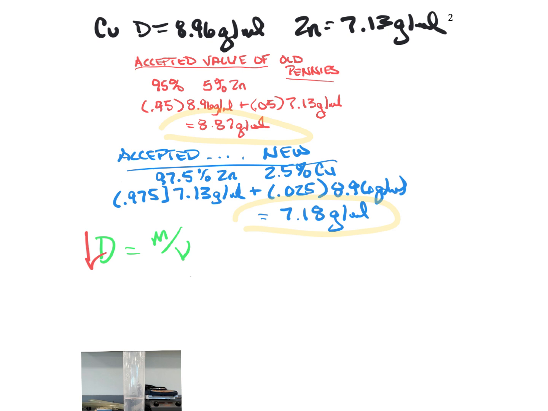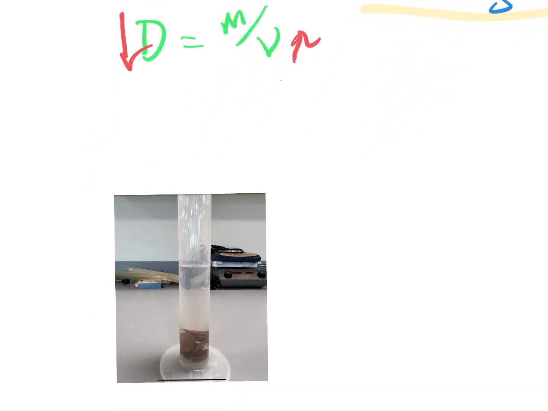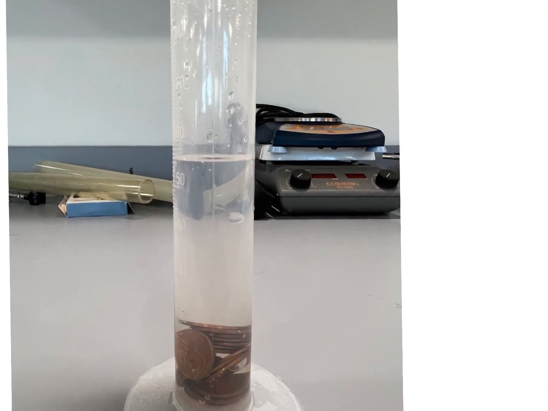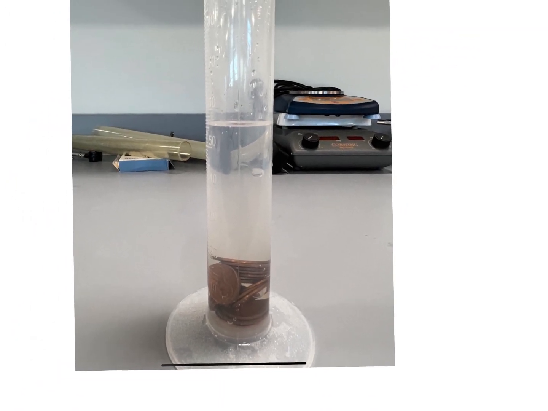Too high? Does that make mathematical sense to you guys? If I put something higher on the denominator, it's going to end up making density lower. All right, so let's look. I took a picture of some of your labs, okay? And I have a graduated cylinder, okay?